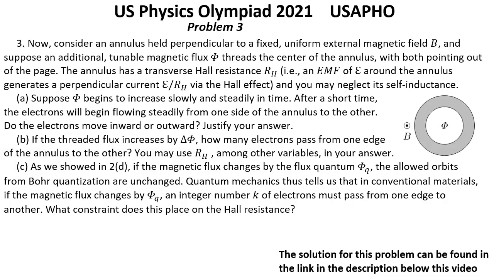Question B. If the threaded flux increases by delta F, how many electrons pass from one end of the annulus to the other? You may use R_H among other variables in your answer. Question C. As we showed in part 2, if the magnetic flux changes by the flux quantum F_Q, the allowed orbits from Bohr quantization are unchanged. Quantum mechanics thus tells us that in conventional materials, if the magnetic flux changes by F_Q, an integer number k of the electrons must pass from one edge to another. What constraint does this place on the Hall resistance?